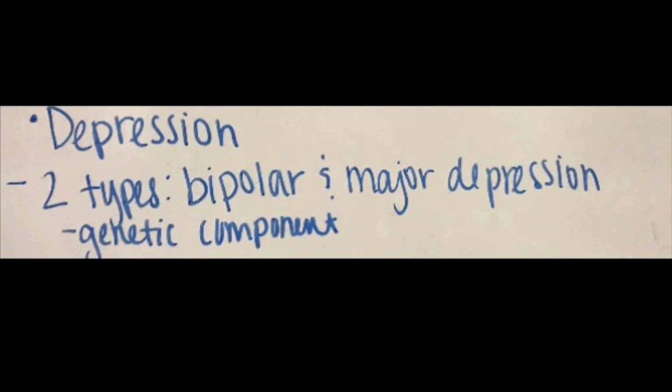Depression. There are two forms of depression: bipolar disorder and major depression. Bipolar disorder involves mood swings from high to low, and major depression is having low mood most of the time. Both of these forms of depression have a genetic component.